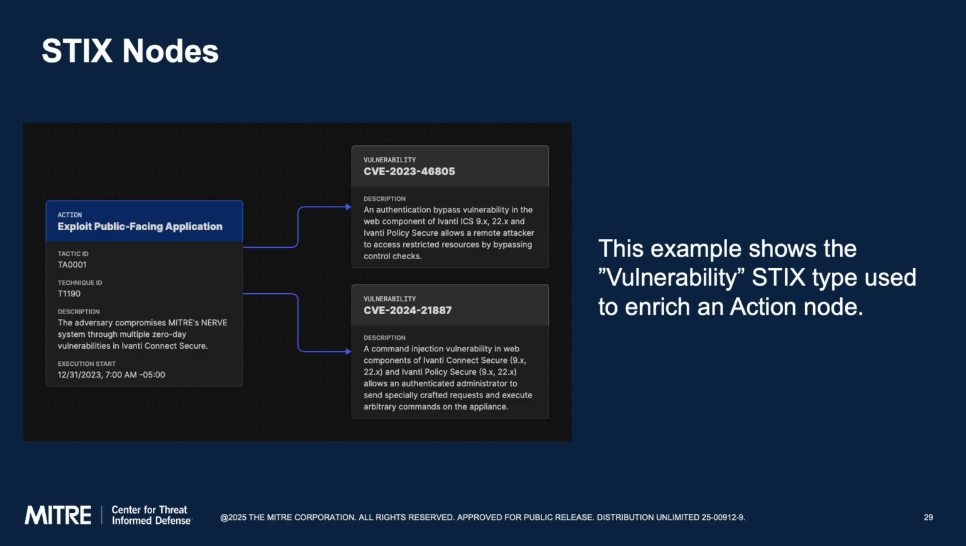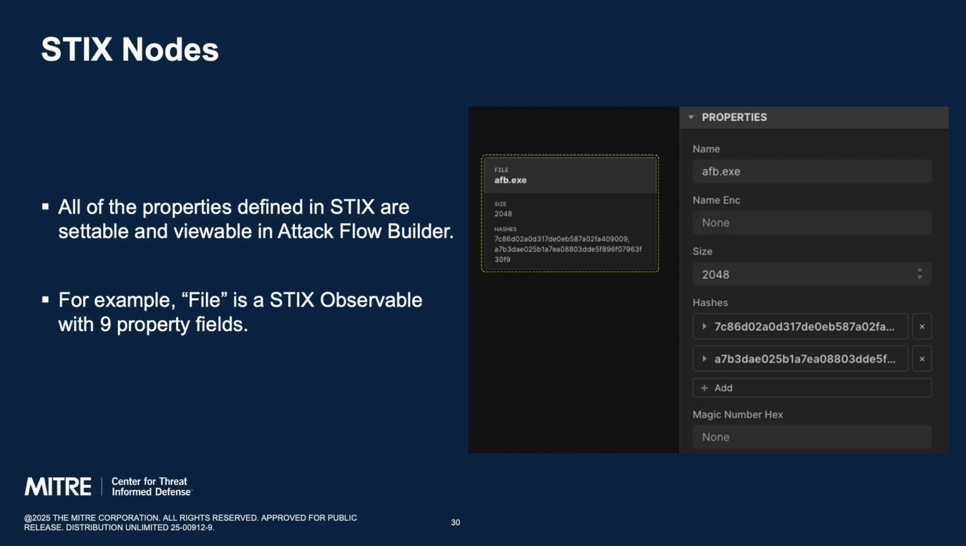Here's another example of a useful STIX type. This is the vulnerability node. The vulnerability allows you to link an action to a CVE number and provide a description of what that vulnerability is and how it is used in this breach. Just like the other Attack Flow nodes, you can click on a STIX node in the canvas and then edit its properties on the right side.